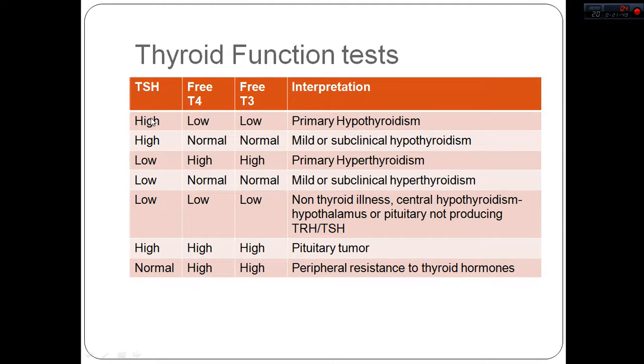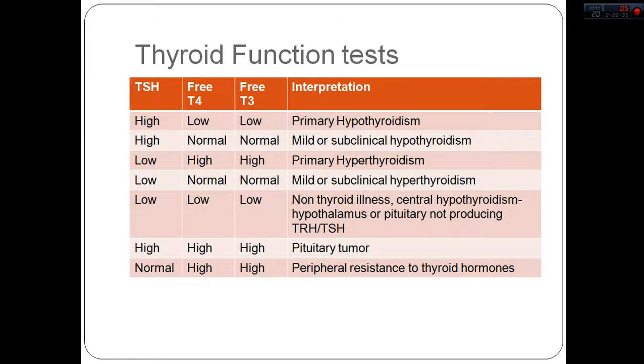Now if the TSH is high, that is because of a negative feedback mechanism, right? The negative feedback mechanism is if the free T4 drops in the blood, this is going to stimulate the hypothalamus, and the hypothalamus will release more TRH. So more TRH will stimulate the anterior pituitary to produce more TSH. So the thyroid gland is not producing enough T3, T4, and in turn, TSH will be elevated. So you are looking at a condition called primary hypothyroidism.